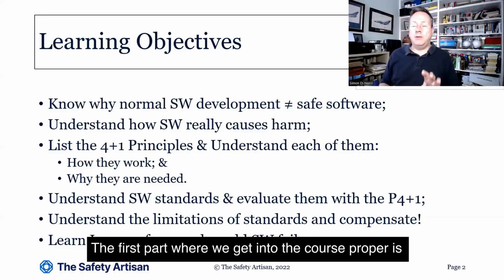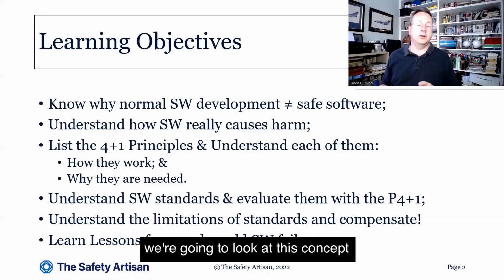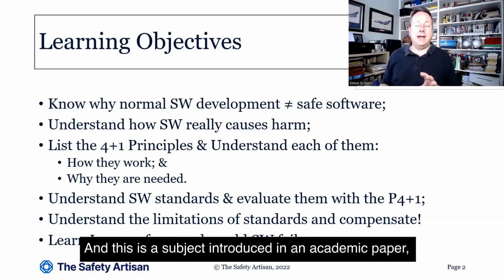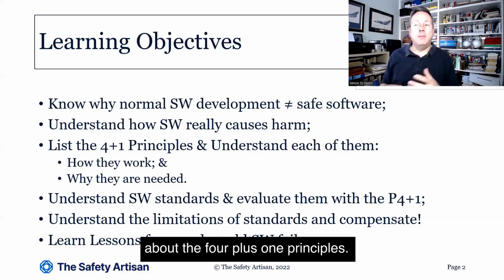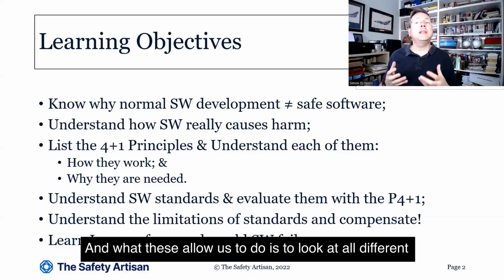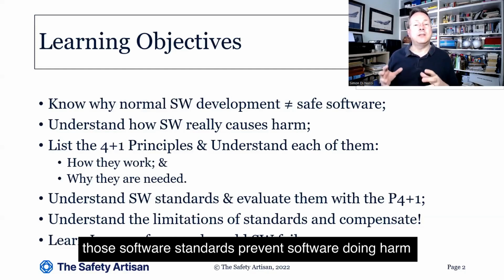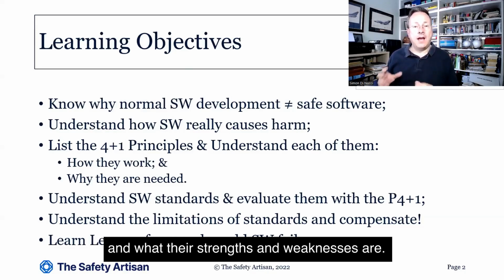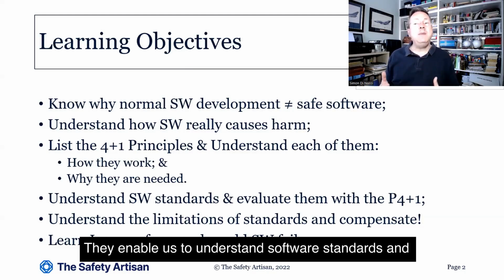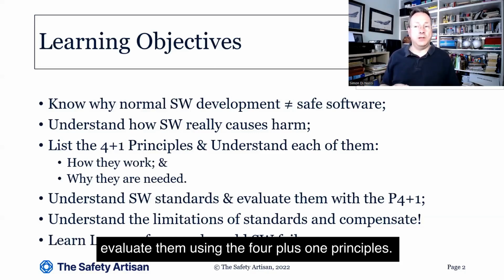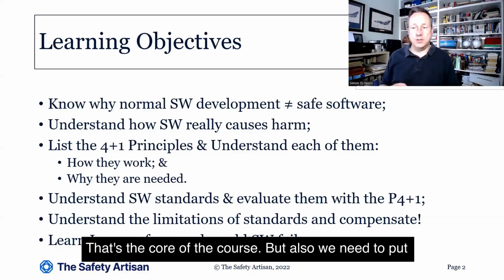The first part where we get into the course proper is we're going to look at this concept called the 4+1 principles. And this is a subject introduced in an academic paper, which I quote and refer to, about the 4+1 principles. And what these allow us to do is to look at all different software development standards, and they give us a framework for understanding how those software standards prevent software doing harm and what their strengths and weaknesses are. They enable us to understand software standards and evaluate them using the 4+1 principles. That's the core of the course.